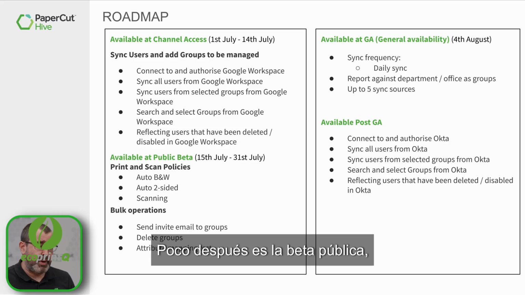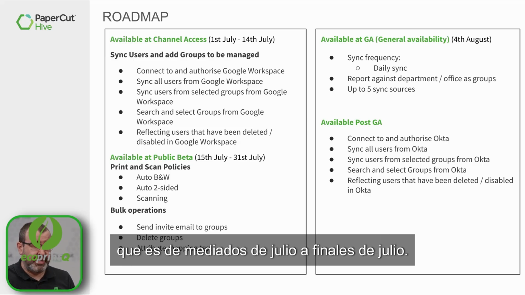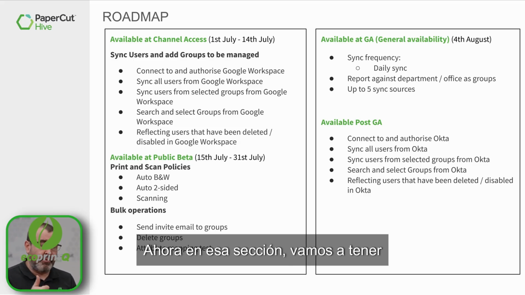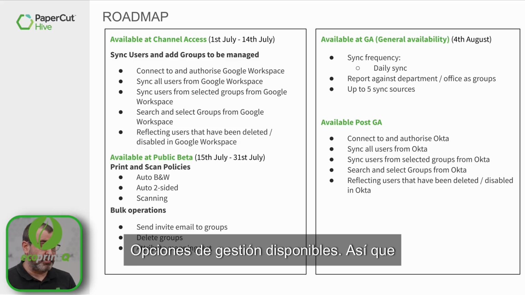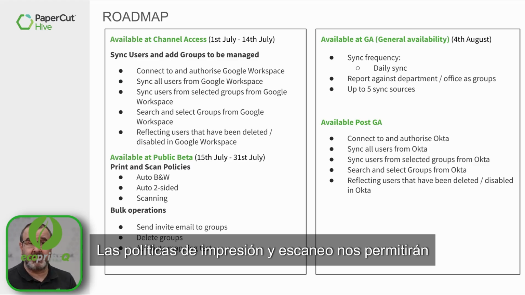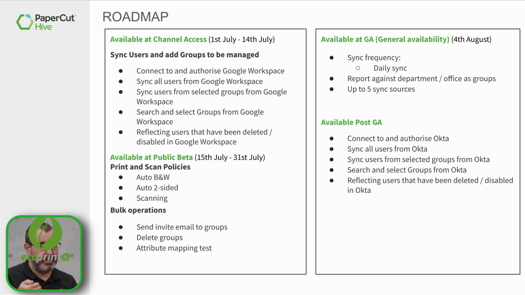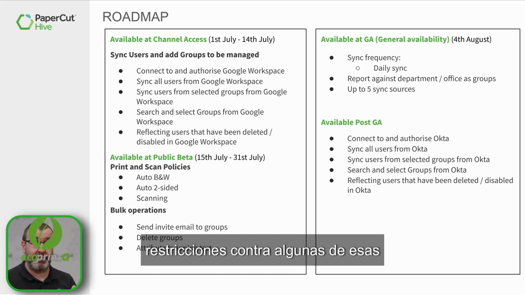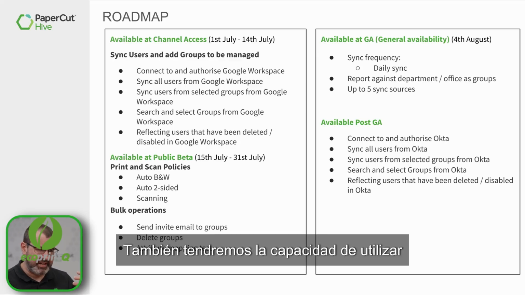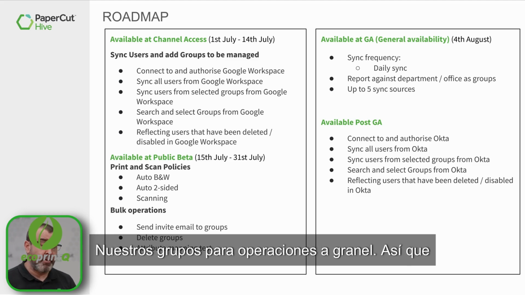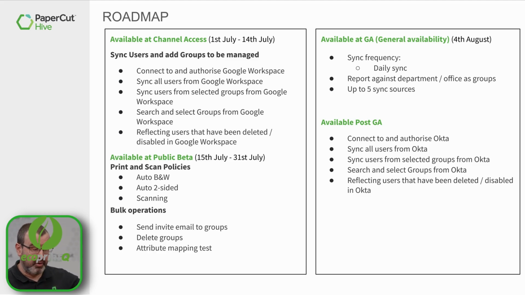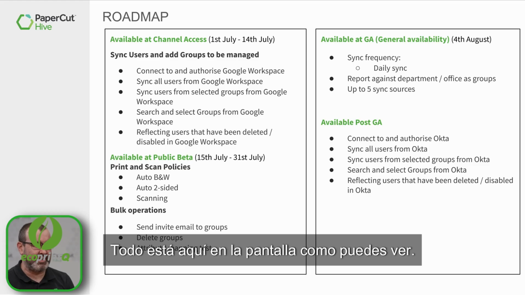Shortly after that is public beta, which is mid-July to the end of July. Now in that section, we're going to have management options available. So print and scan policies will allow us to utilize groups to then perform restrictions against some of that functionality. We're also going to have the ability to use our groups for bulk operations. So deleting groups, attribute map testing, it's all here on the screen as you can see.